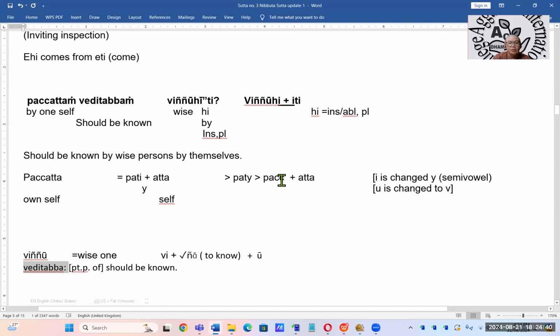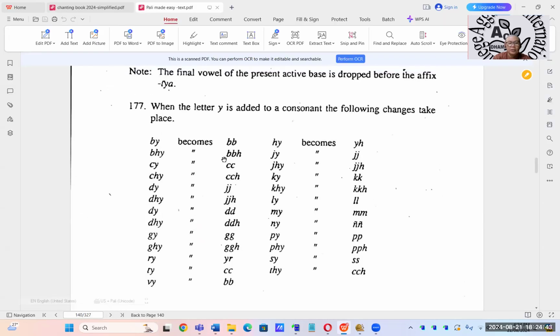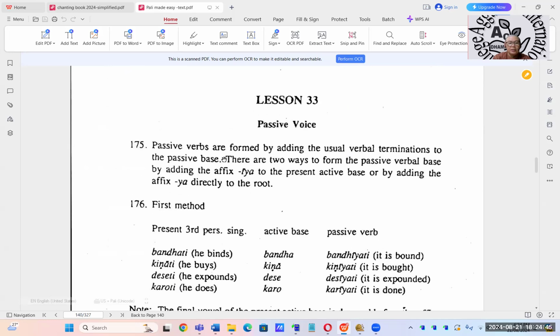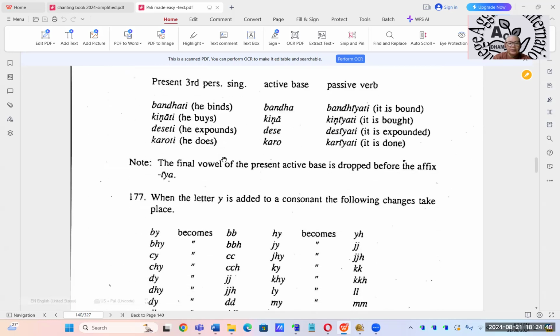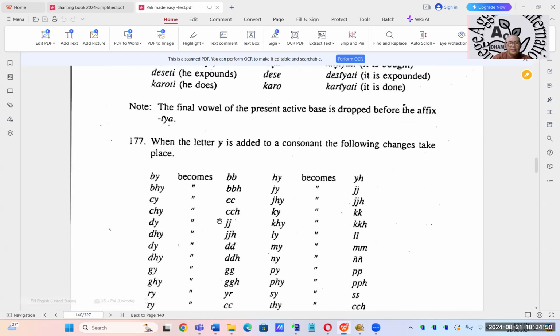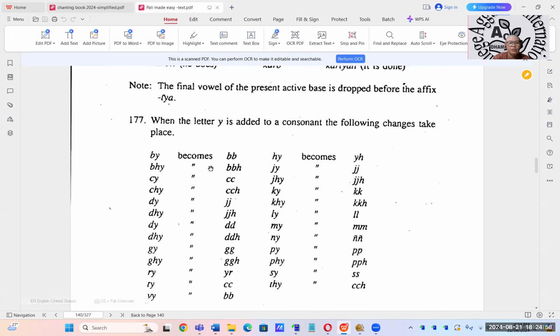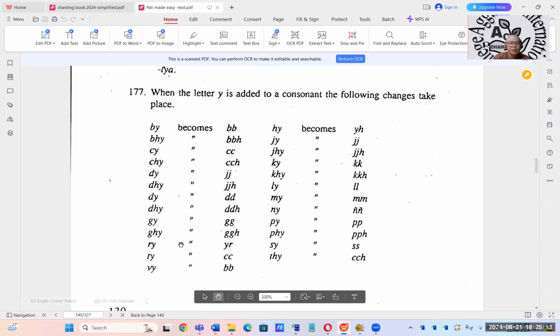Yeah, okay. So TY becomes CC. So it follows the formula here on lesson 33 for the passive, where you can see the changes when the Y is added to a consonant. So BY and so on become something, CY becomes something, all right? So actually the formula is quite easy. When you put the Y, BY becomes BB, right? CY becomes CC, DY becomes JJ, only here a little bit of change. So RY becomes YR and so on. So you just need to understand by yourself the changes. What we refer to here is TY changing to CC.